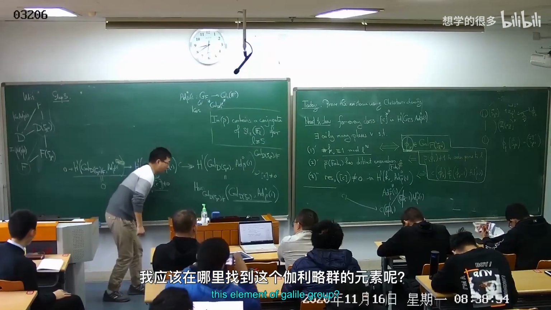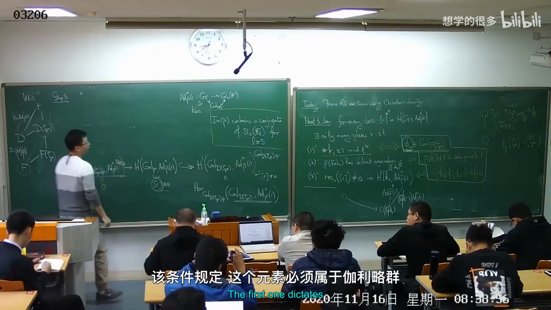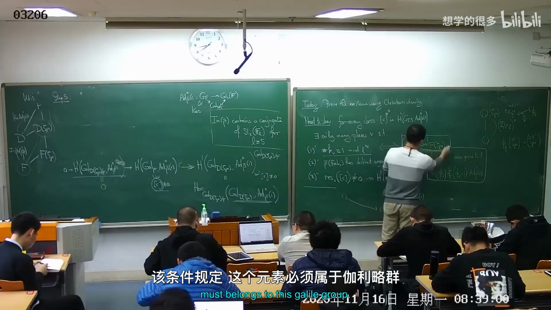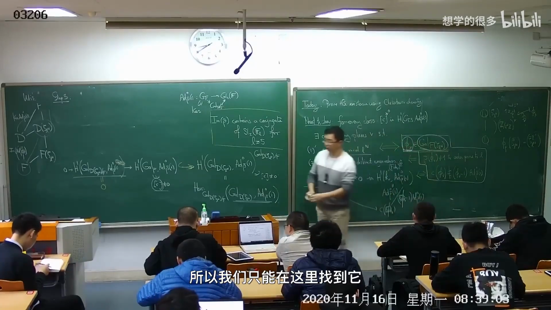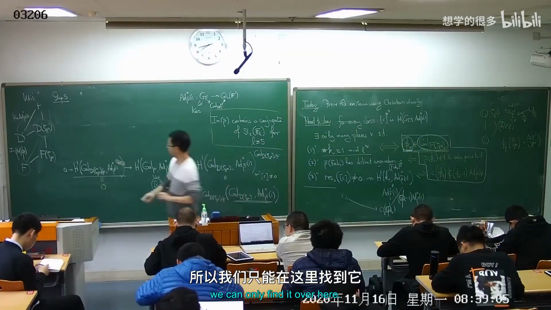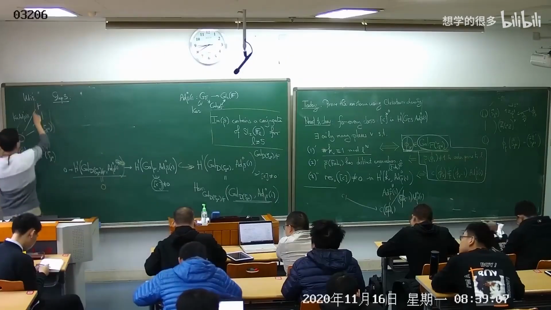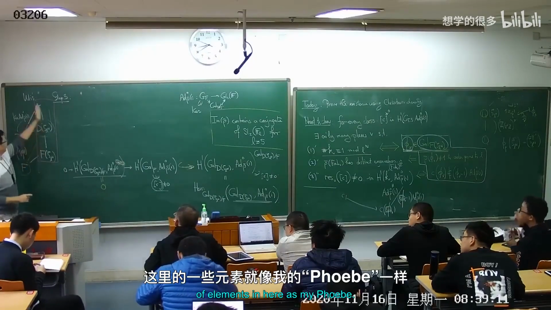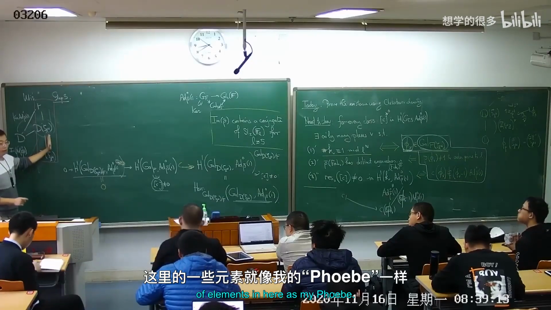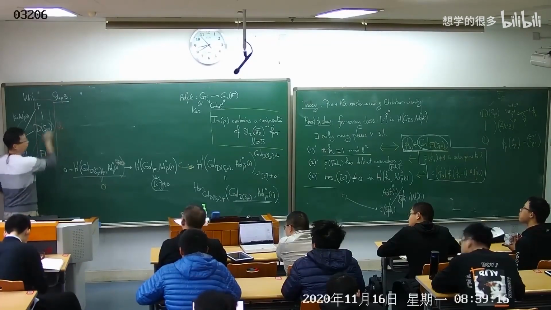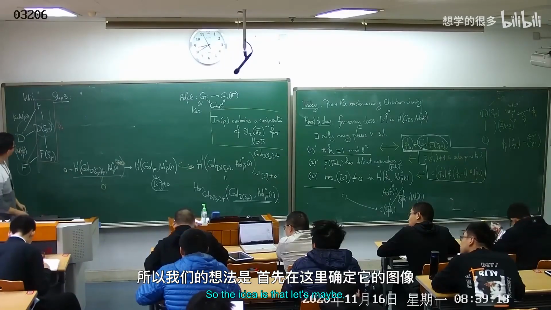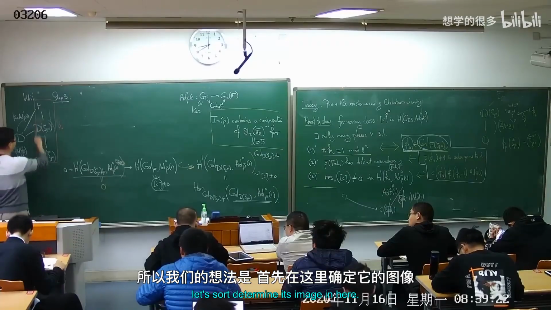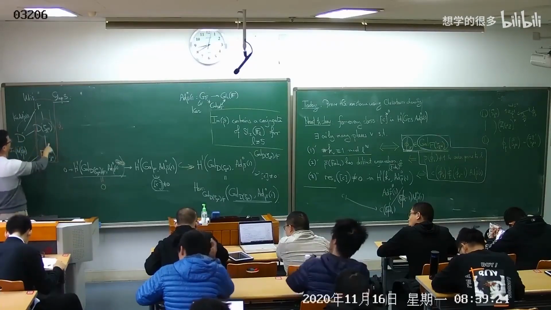Where should I find this element of the Galois group? The first condition dictates that the element of the Galois group must belong to this Galois group, so we can only find it over here. We have to find some element in here as my phi v. So the idea is, first of all, let's determine its image in here, and then lift it.